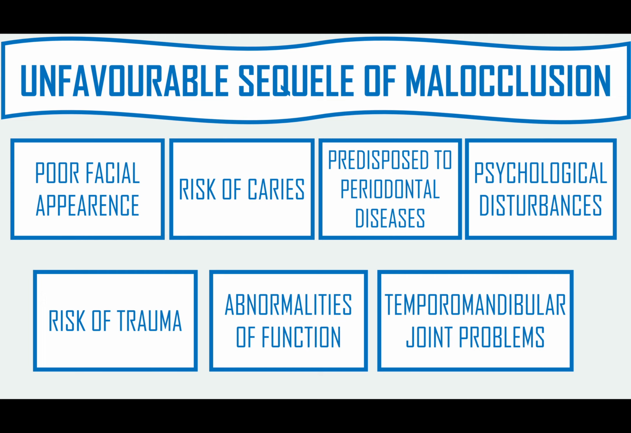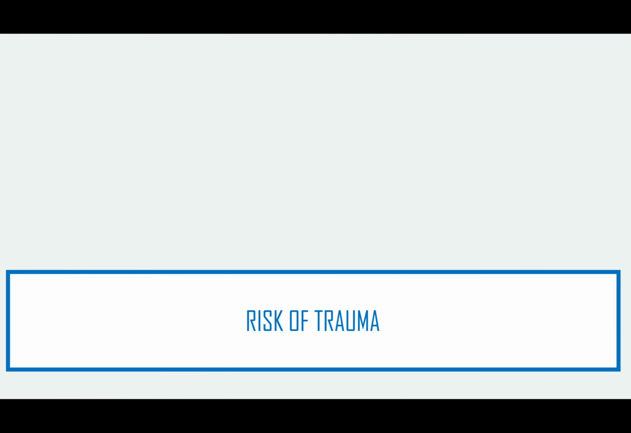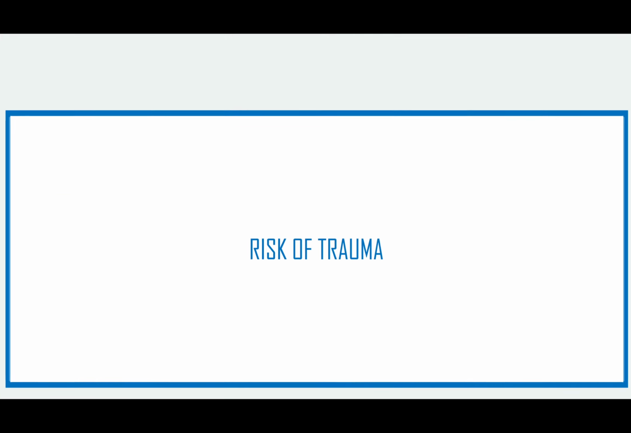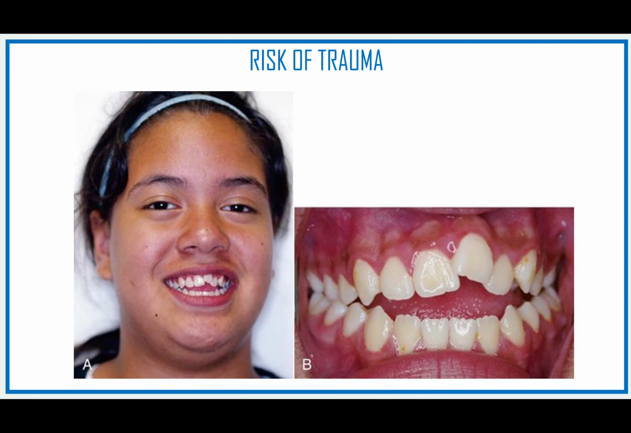Fifth unfavorable quality of malocclusion is risk of trauma. Teeth that are severely proclined are at high risk of injury, especially during play or by an accidental fall. There you can see a case of trauma of incisor, and this is due to malocclusion.